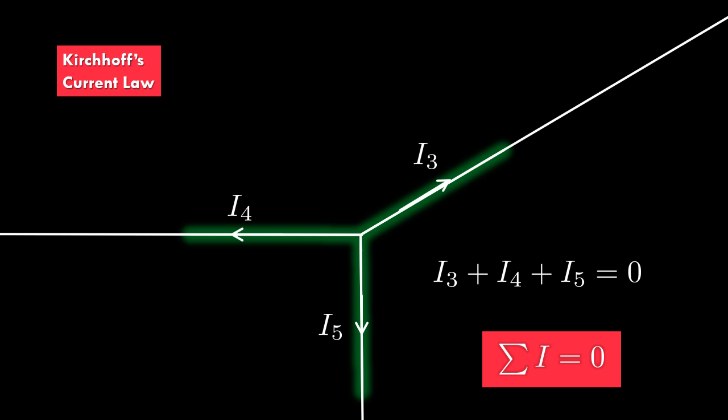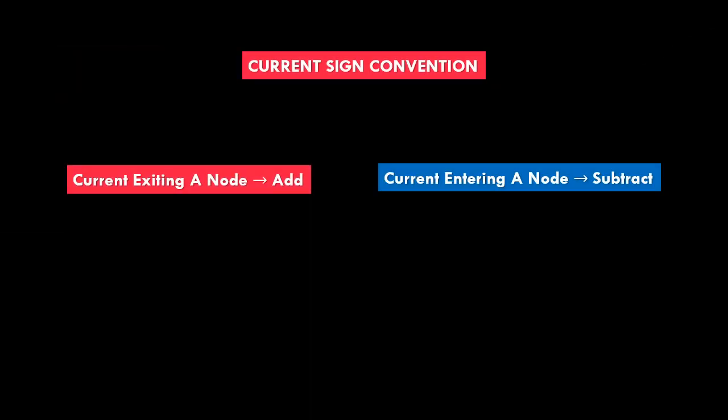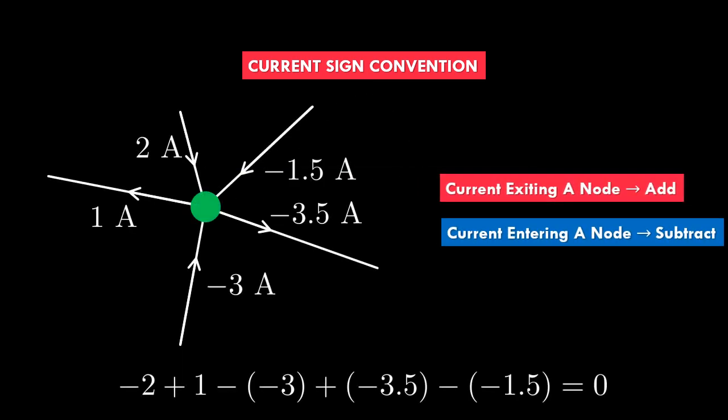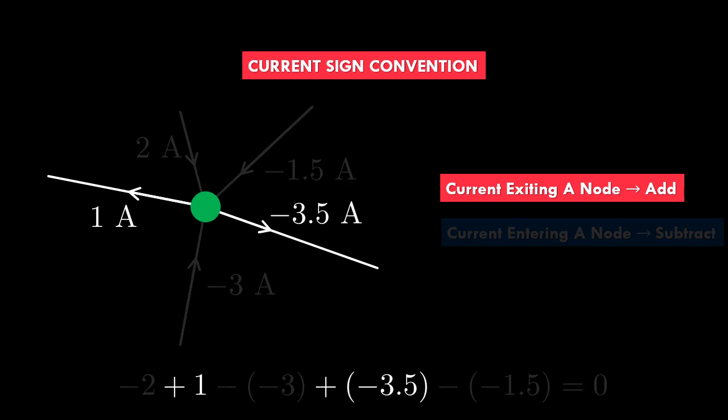Even though this gives us a tighter form to express KCL, I would advise you to just subtract entering currents from total outgoing currents. And let's make this a convention. If we see a current exiting the node, we will add them, and if we see a current entering the node, we will subtract them. Let's try an example. In this example, 1 ampere and negative 3.5 amperes of currents are exiting the node, so we add them.